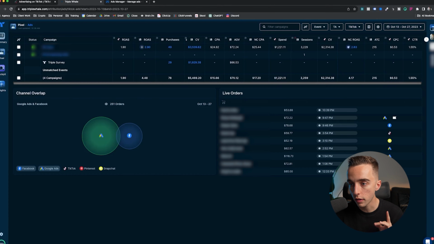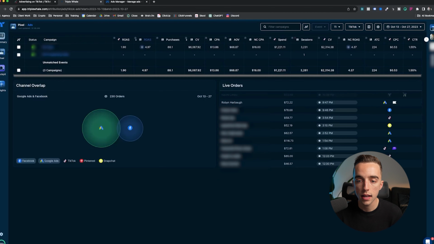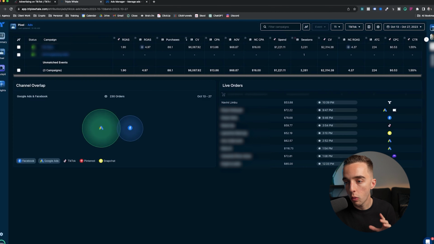So far for the month, we are at 4.48 if I look at triple attribution. If I switch to total impact, as of right here, we're at 4.97 for this time period with only $1,200 spent. Very low spend. We just started. Again, we literally just started on ads. We were spending like $50 a day, and then we crept it up to 80, now up to $100, and we're slowly making our way to try and match Facebook's success. But so far it's working really good.